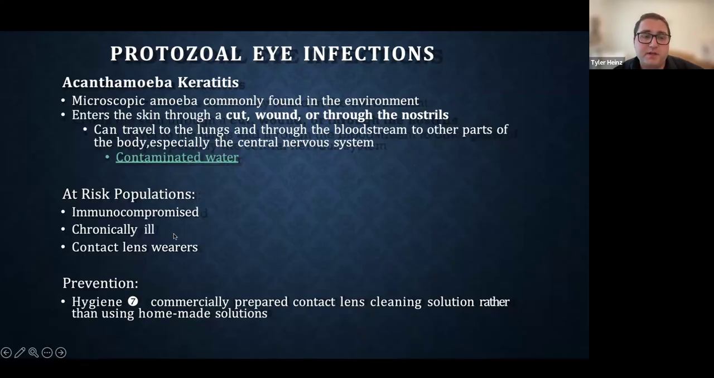So our at-risk populations are going to be our immunocompromised patients, again, our chronically ill patients, and then again, contact lens wearers. And especially this Acanthamoeba keratitis, this is big with your contact lens wearers if they're doing things incorrectly with their contacts. Again, remember, you don't want to be using tap water to clean your contacts out. You don't want to be swimming in them because, again, you're going in a lake, a pond, an ocean, a public pool, whatever it may be.